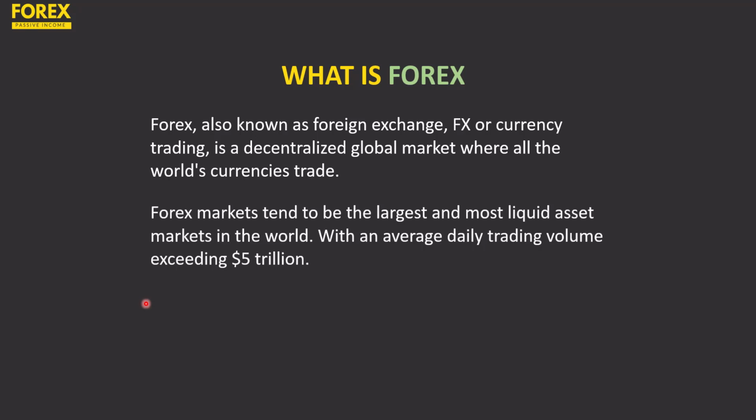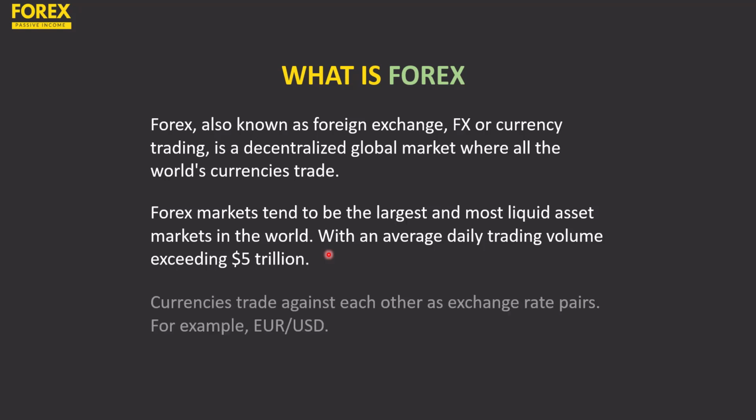The Forex market is the largest and the most liquid asset in the world, with an average daily turnover of over 5 trillion, making it the biggest financial market in the world. When you compare Forex to a financial market like the stock market, it is the biggest and most liquid. Currencies trade against each other as exchange rate pairs, for example, the euro versus the US dollar. I've just explained that what we trade is basically currencies, and we trade them by pairing them against each other like this. So let's move to the next, which is the basics.